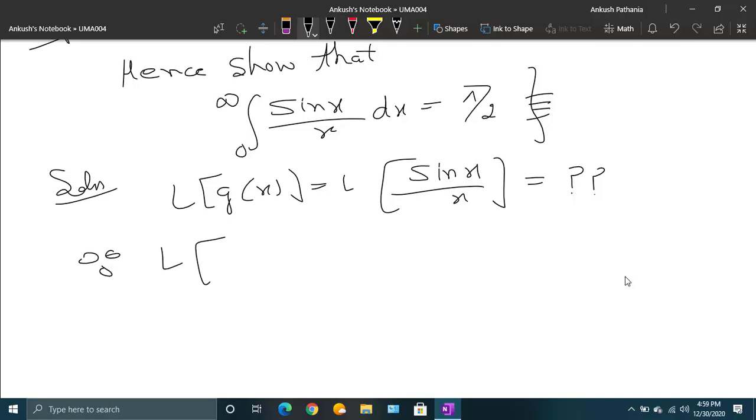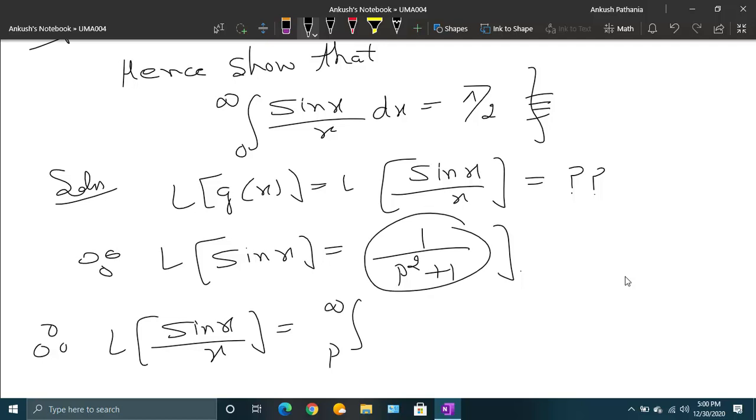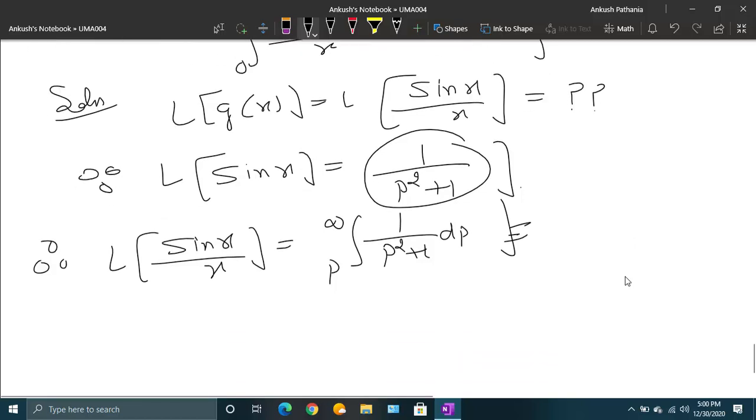The first step is to find the Laplace of f(x), that is sin x here, and this is 1 upon p square plus 1 in this case. The second step is to use the property that is going to be used in the question. So here it is property number 3, f(x) divided by x. So Laplace of sin x upon x is the integral from p to infinity of f(p) dp. This is sin x upon x, property number 3.